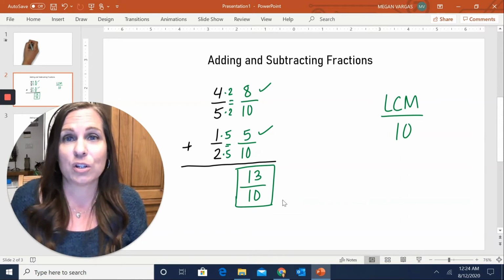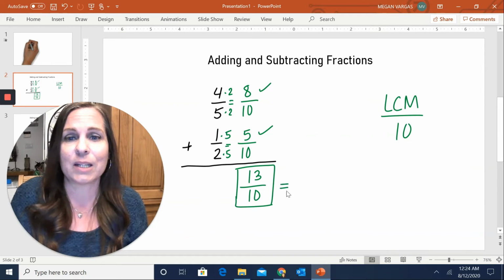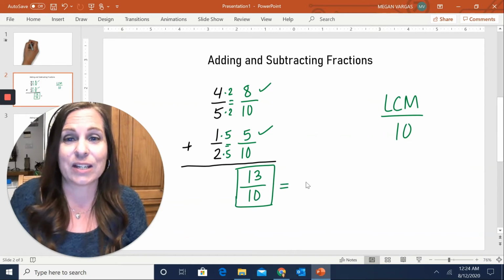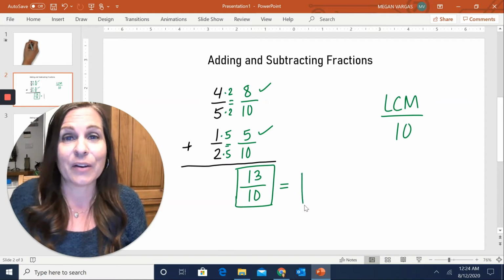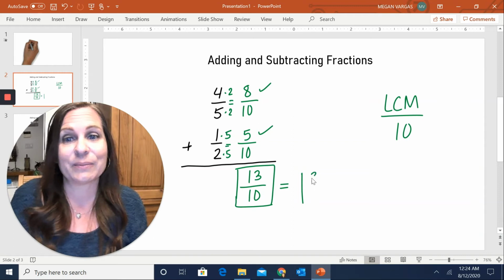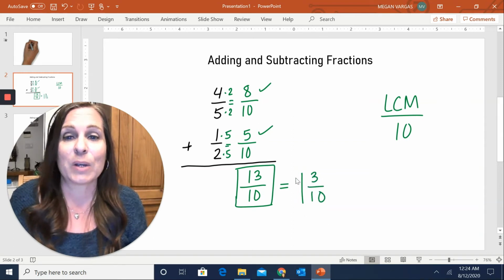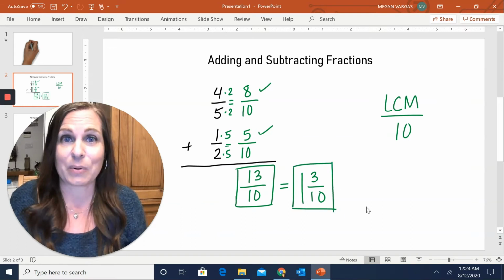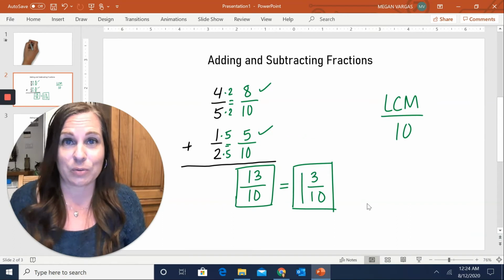So we could convert this to a mixed number. It's pretty easy to do. 10 goes into 13 one time with a remainder of 3. And then we keep that common denominator. So here's our answer as an improper fraction and as a mixed number. And again, both are correct.